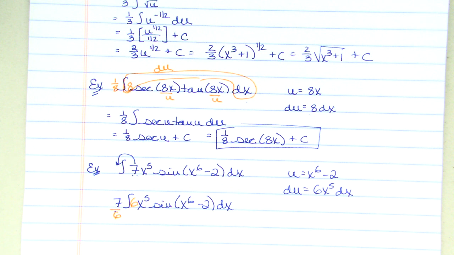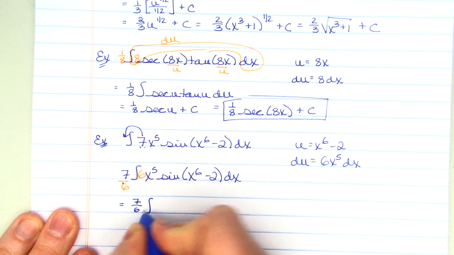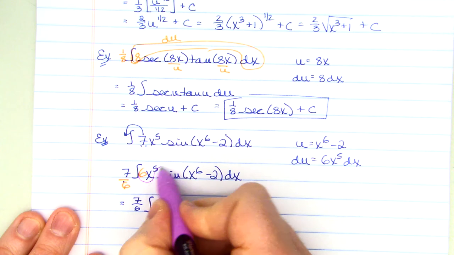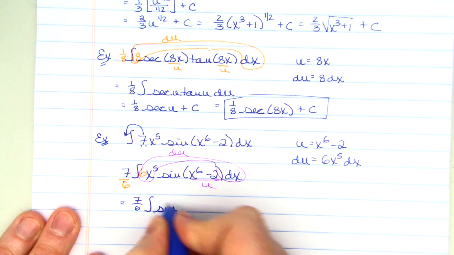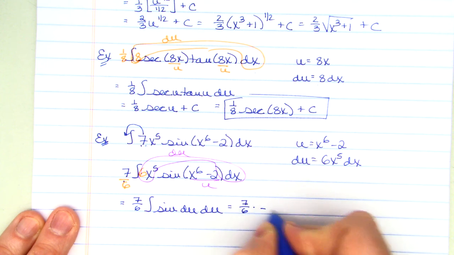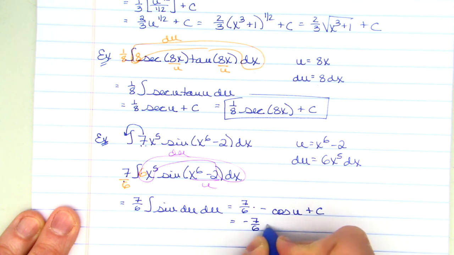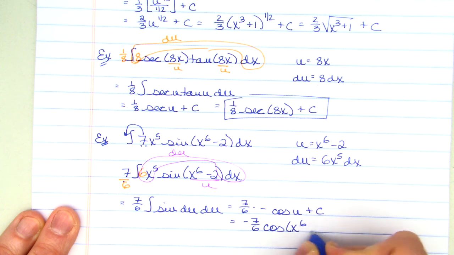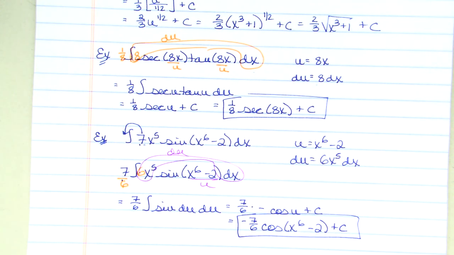See if you can finish this problem. This is going to give us 7/6 times the integral of, okay, that's du, there's my u. We're integrating the sine of u du. That's 7/6 times the negative cosine of u plus a constant. Negative 7/6 times the cosine of x to the 6th minus 2, plus a constant, should be your final answer.